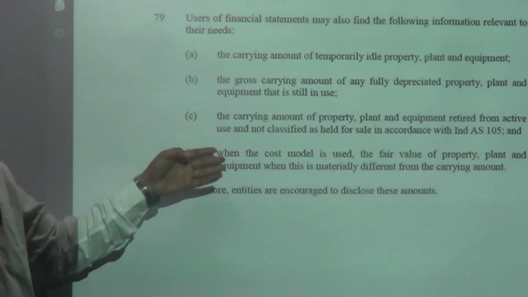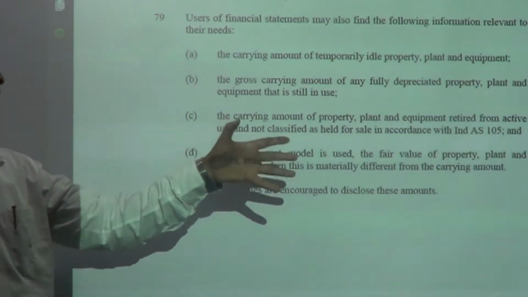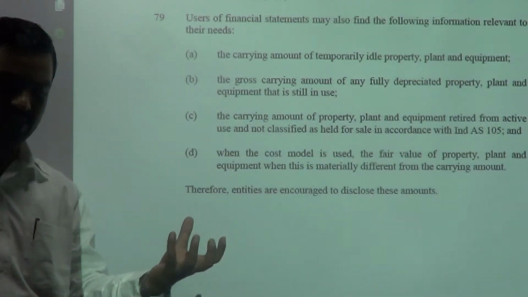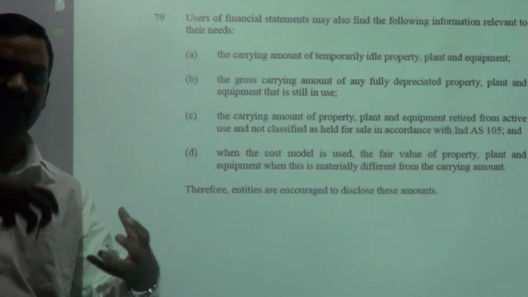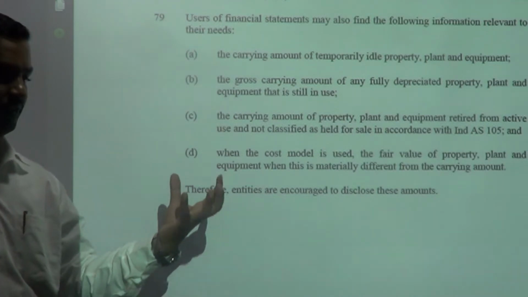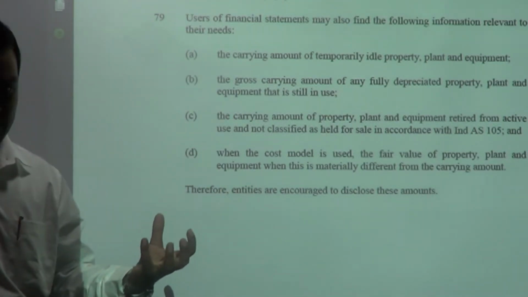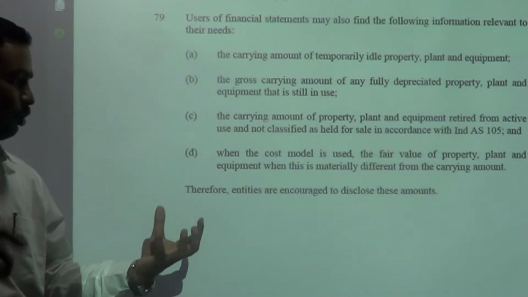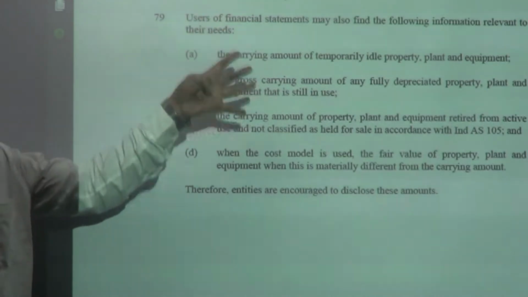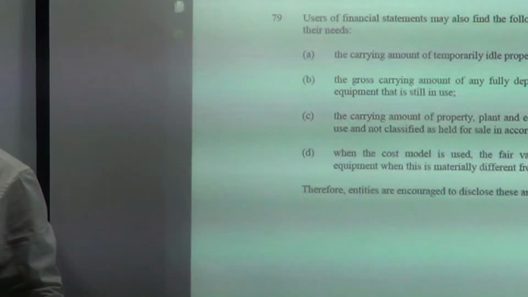Then apart from that, when cost model is used, the fair value of property, plant and equipment, when this is materially different from carrying amount. Suppose you are adopting cost model, but you know that the fair value of the asset when compared to the cost is very high or very low. When you know that there is a material difference between the fair value of the asset and the carrying amount under the cost model, you have to disclose the fair value of such assets. That means we are providing more and more relevant information to the users of financial statements. So these are the disclosure requirements as per the standard. Now let us go back to our PPT.